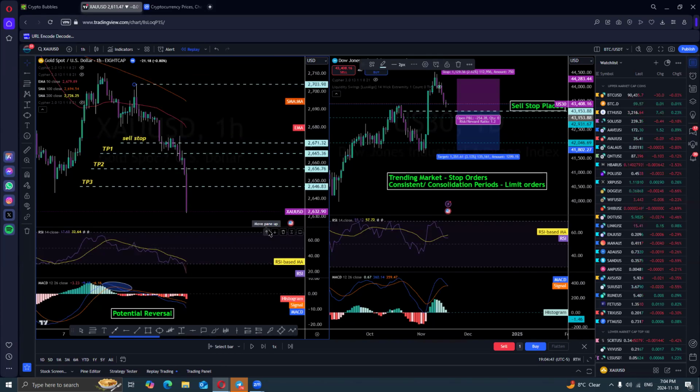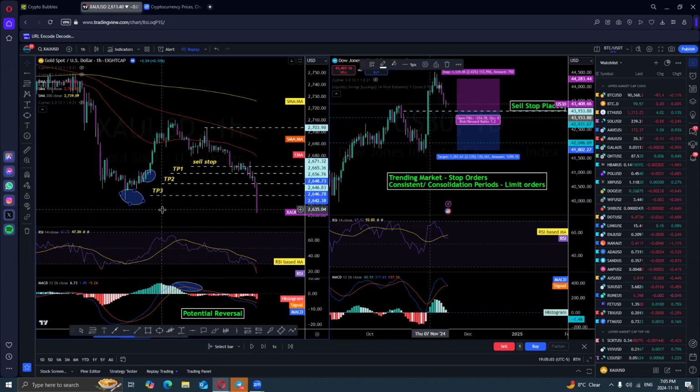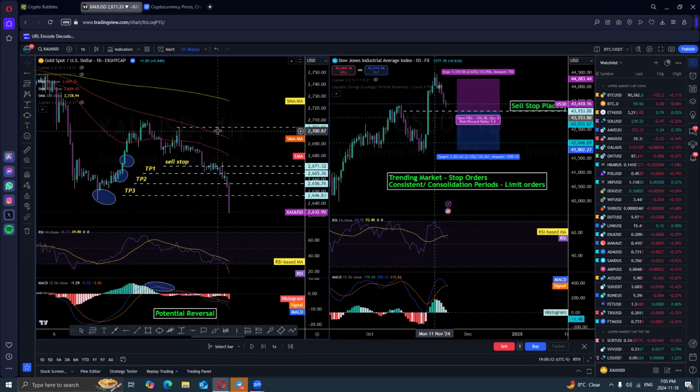It's really that simple, guys. It's a very easy technique. These stop orders, all I'm doing is lining it up. I'm lining up the previous lows and using that as a market condition for your take profit zones. It's really that simple, guys.